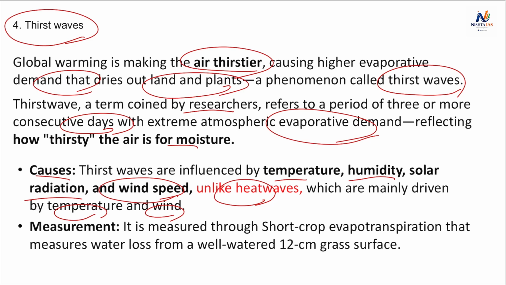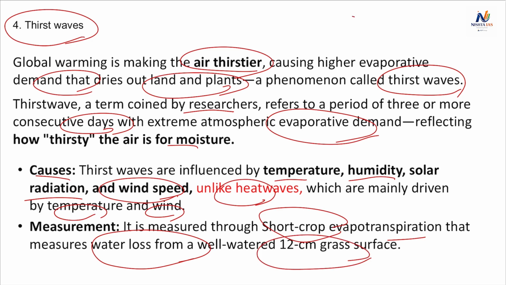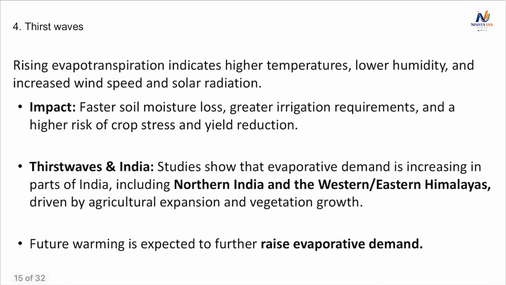Then, how to measure the thirst wave? It is measured through short crop evapotranspiration. That means measuring the loss of water in a well watered 12 centimeter grass surface. That means we have a grass surface with a thickness of 12 centimeters, and when the wind blows, how much water is evaporated from this grass surface is calculated to identify the thirst wave.